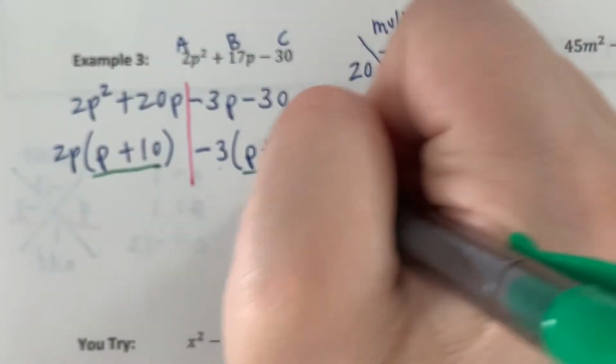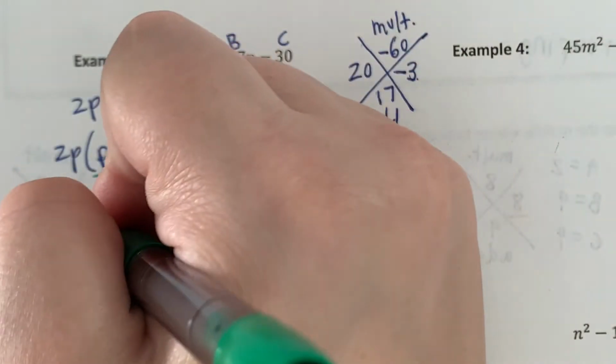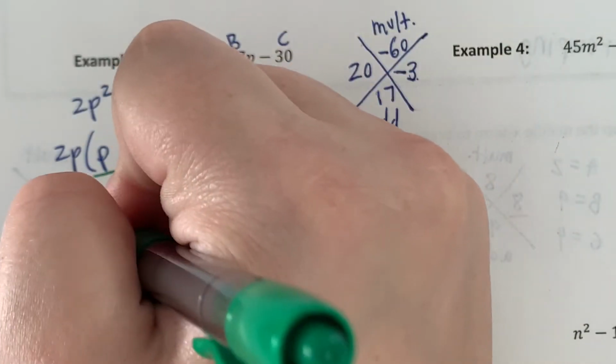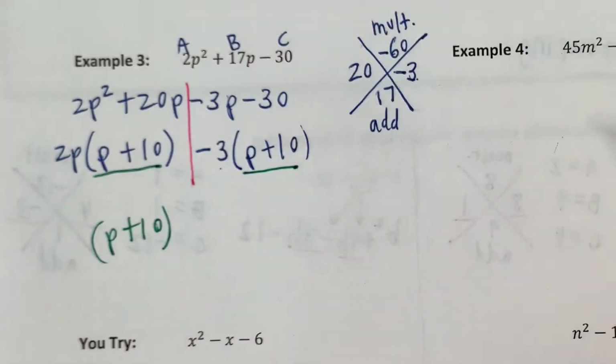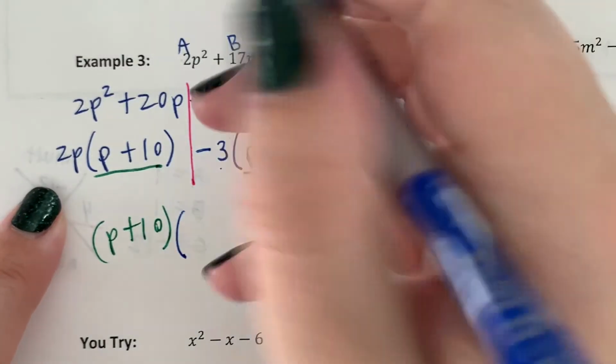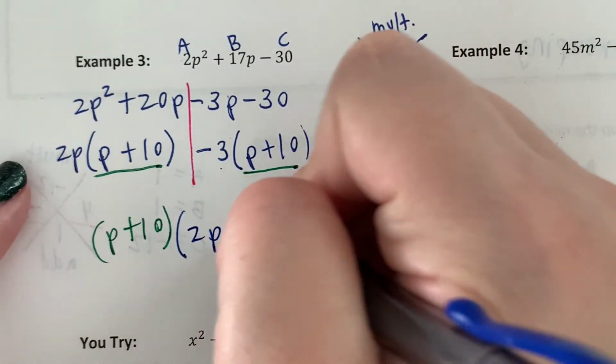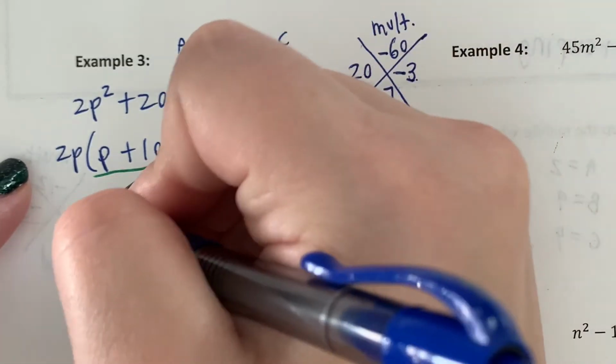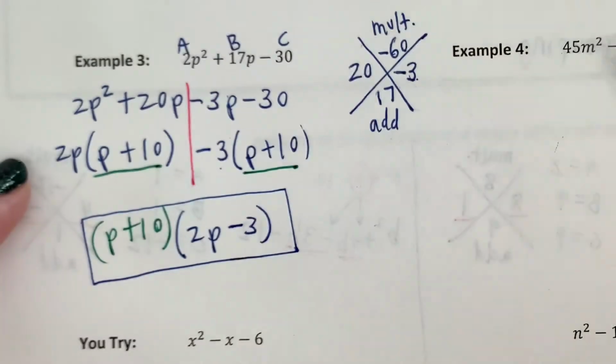Perfect. I have a common polynomial factor. It has to be exactly the same if we're going to factor it out. So our common polynomial factor that we could factor out is p plus 10. And then my leftovers, I have a 2p and a negative 3. That would be my second factor.